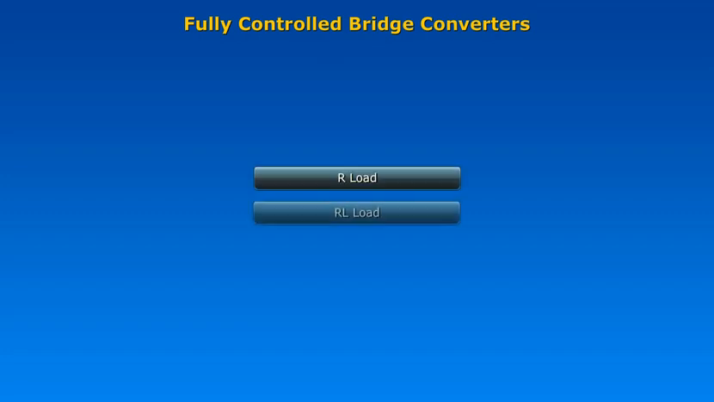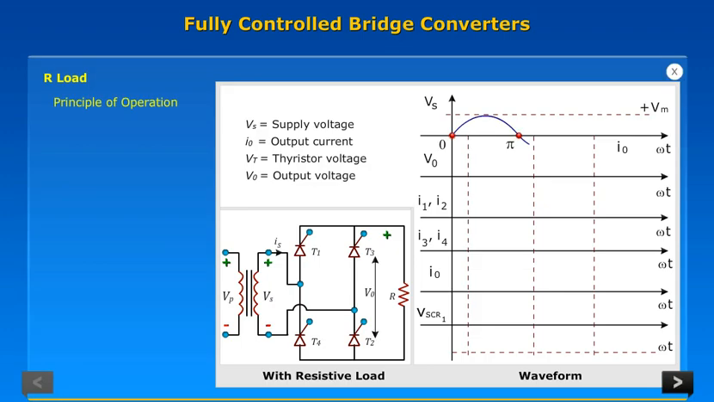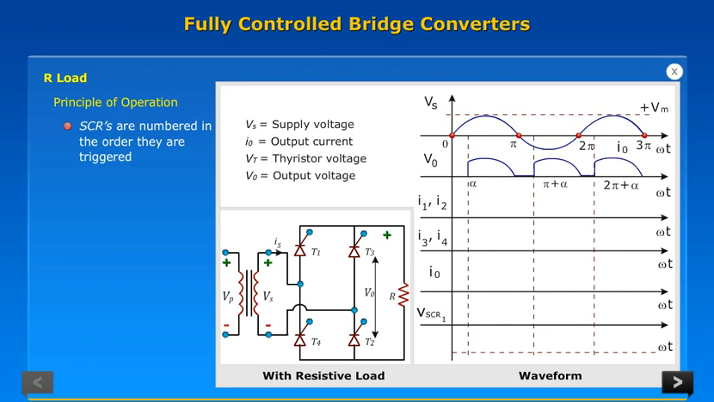Logically controlled bridge converters: R load, RL load, RLE load. R load, principle of operation. SCRs are numbered in the order they are triggered.